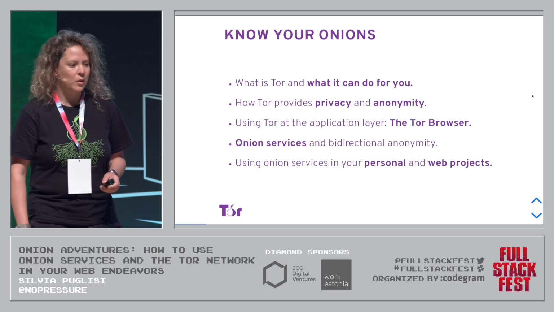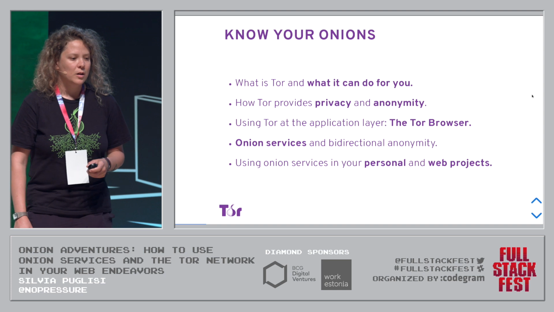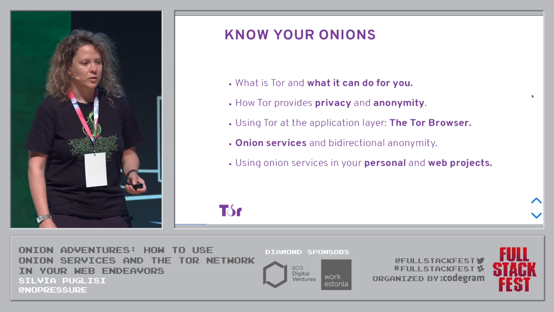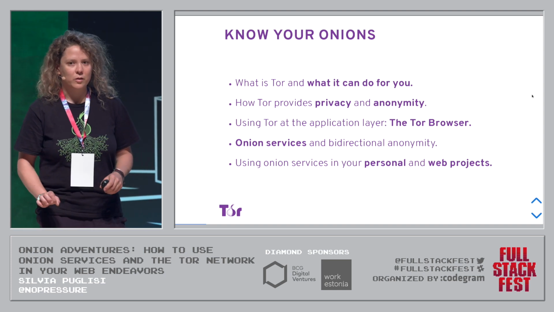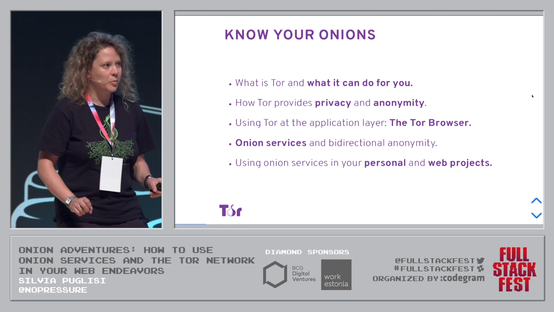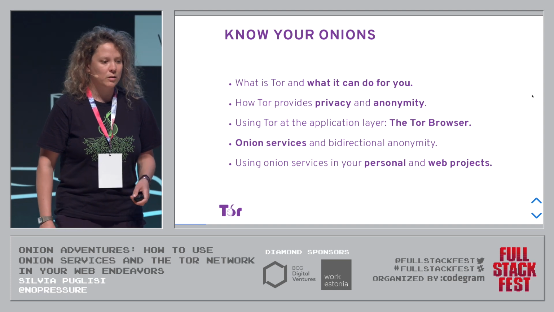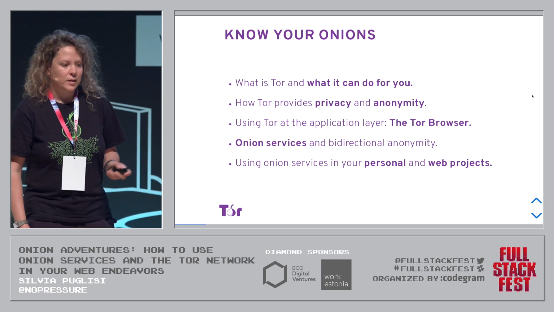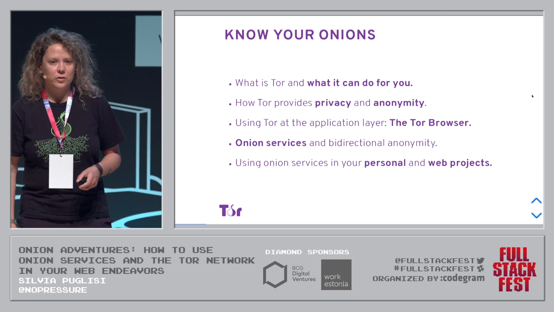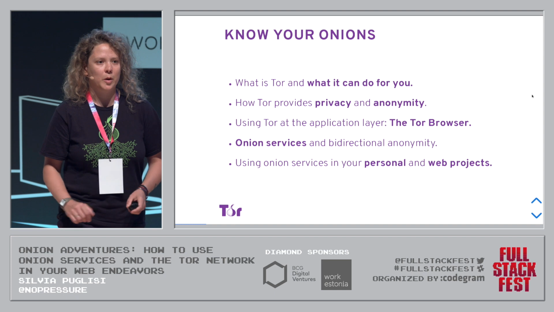We're going to talk about how Tor provides privacy, about how it provides anonymity, about how you can use the Tor browser, and then we're going to talk about onion services, which is something that started as a toy project, but it's actually a very cool feature that lets you use the Tor network. And the last point is how you can use onion services for your project, personal project, or your web applications.